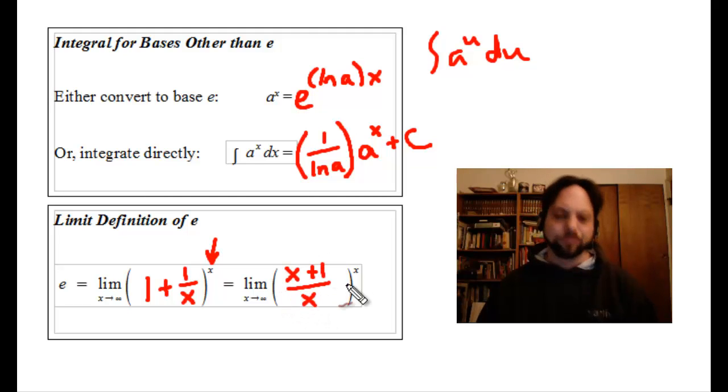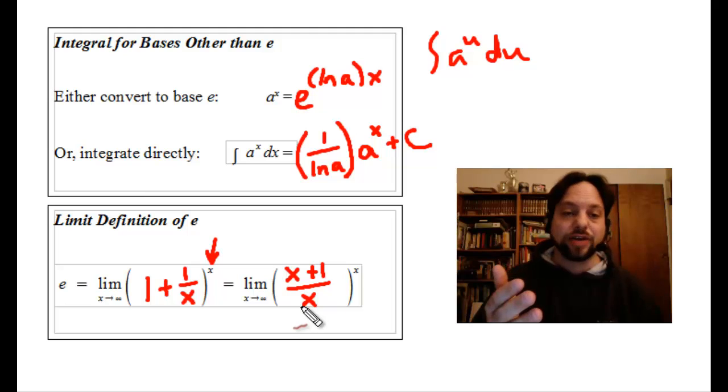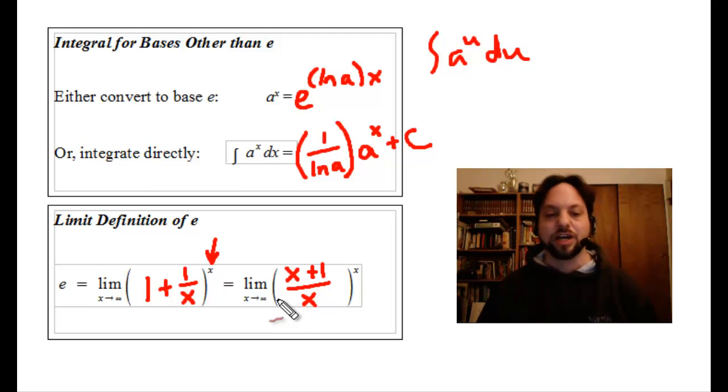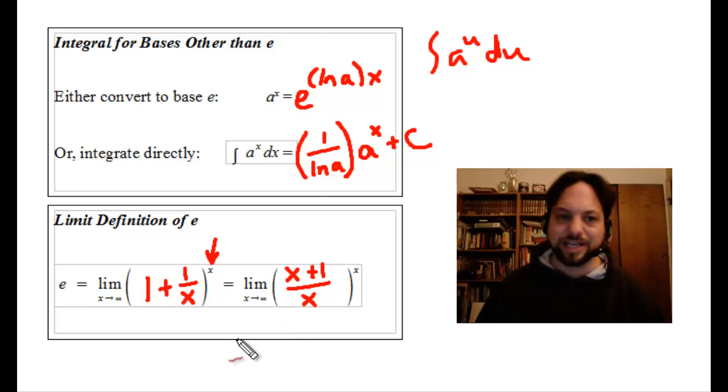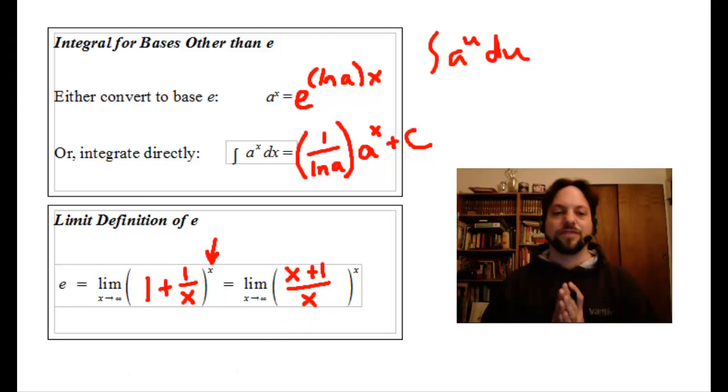Either way, the limit as x approaches infinity of this will give us e. Try doing it in your calculator if you have that ability. Do the limit of this function, (x plus 1) over x, all to the x power, as x approaches infinity. I bet you're going to get something that harkens very closely to the value of e. In fact, it should be exact, so there you go.